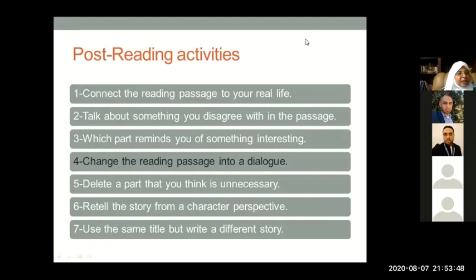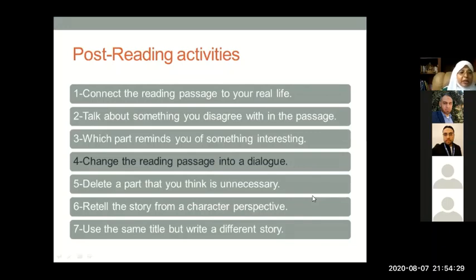Delete a part that you think, yes, I covered this. Retell the story from a character's perspective. So what you will ask your learners to do, you will tell them, now you are Elizabeth, rewrite the whole story or the whole passage differently. Or if you were the character, how would you react differently to a certain situation.